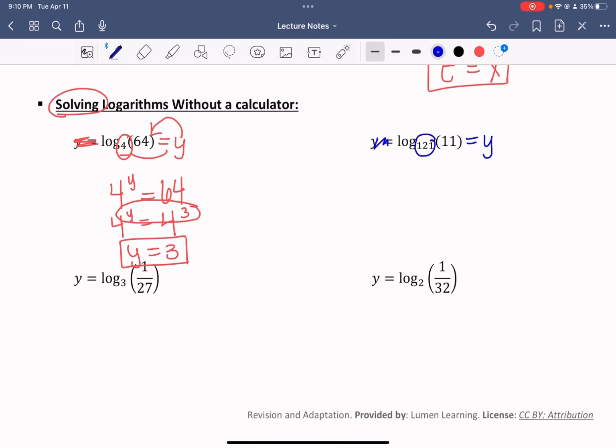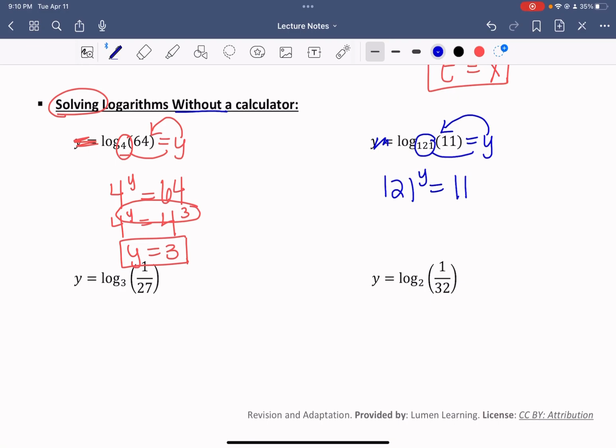So I'm going to start with 121. I can't plug that in my calculator, and I've got to solve this. Well, it does say without a calculator, so I should have another way. So I'm going to Snell it. That gives me 121 to the y, and then land that back at 11. Well, I'm not really sure what to do with that.